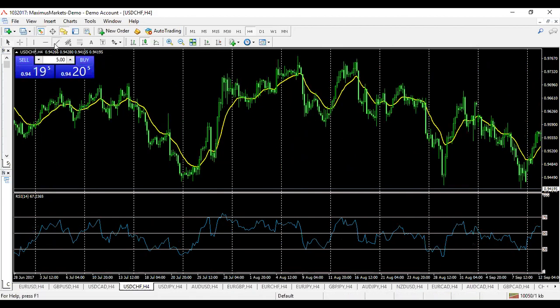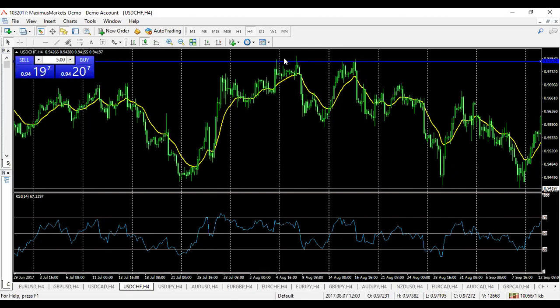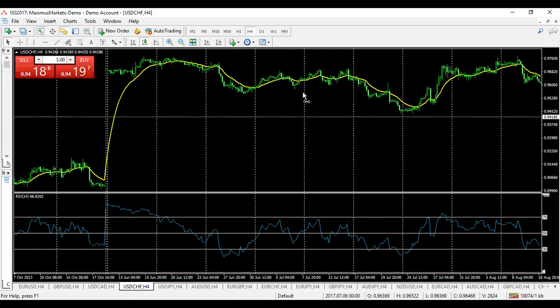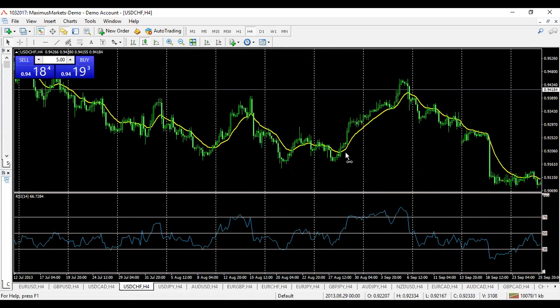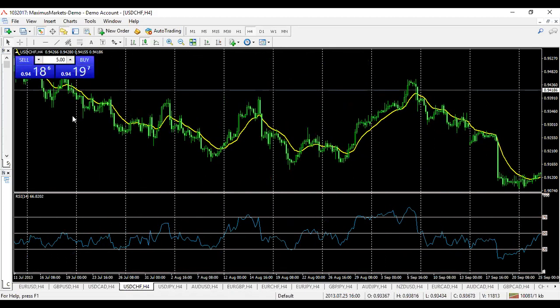Okay, I spot one here. Let me use that normal trend line so that we'll get it easily. No, this is not perfect. It's not perfect. Okay, let's see this.